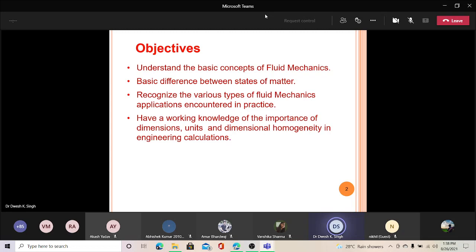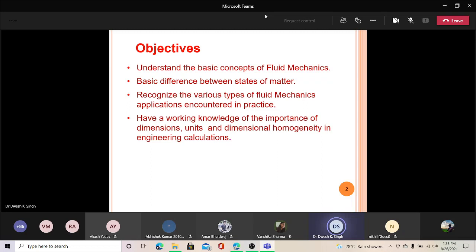Then recognize the various types of fluid mechanics applications encountered in practice. Then also have a working knowledge of the importance of dimensions, units, and dimensional homogeneity in engineering applications. So this is the objective of today's lecture.